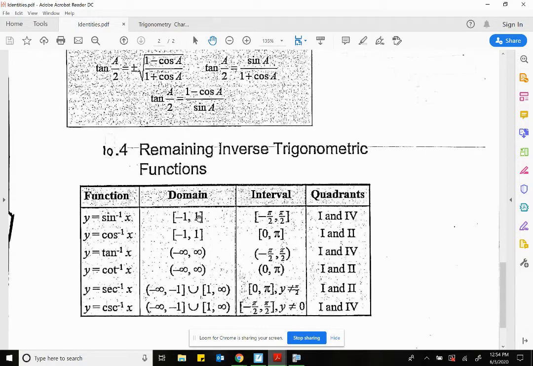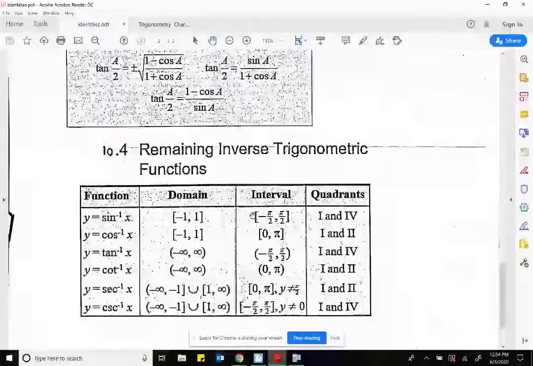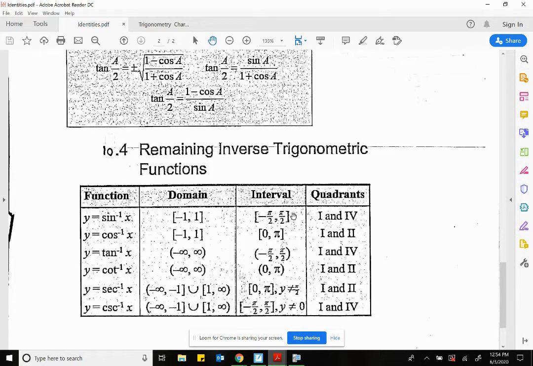Okay, so if the inverse is possible, this is where the answers are going to lie. For the inverse of sine, your answers are going to be between -pi/2 and +pi/2. For cosine, your answers will be between 0 and pi. For tangent, you'll be between -pi/2 and pi/2. Cotangent, you'll be between 0 and pi. Secant, you'll be between 0 and pi, but we do not like pi/2. And for cosecant, you'll be between -pi/2 and pi/2, but we do not like it when y is 0.